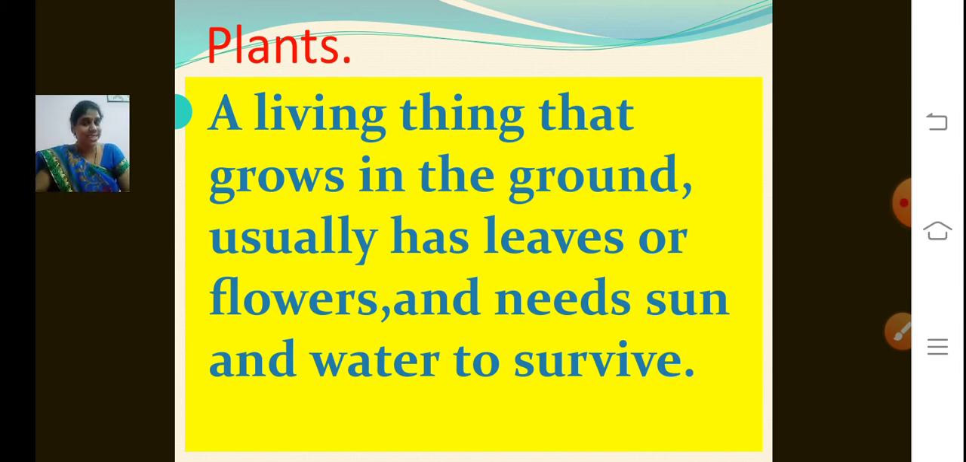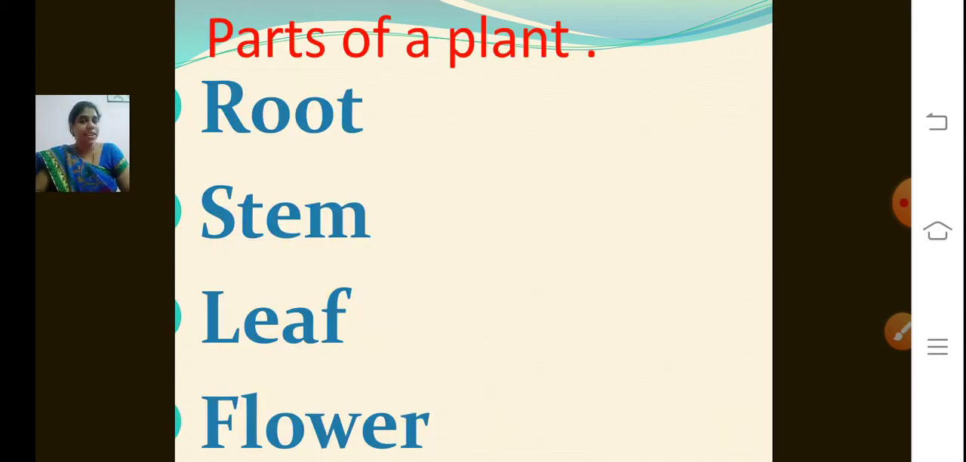I'll repeat it one more time now. Plants. First, what are plants? A living thing that grows in the ground. Usually has leaves or flowers and needs sunlight and water to survive. If it has to survive, it needs water and sunlight. Next, parts of a plant. So this is a plant. What are the parts? We saw root. The below part is called root. And next one is the stem. Third one, leaf. Fourth one, flower.